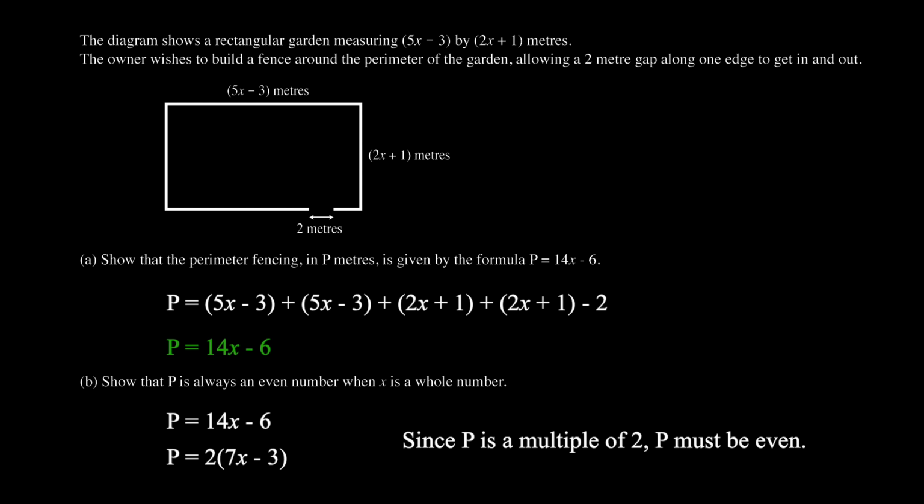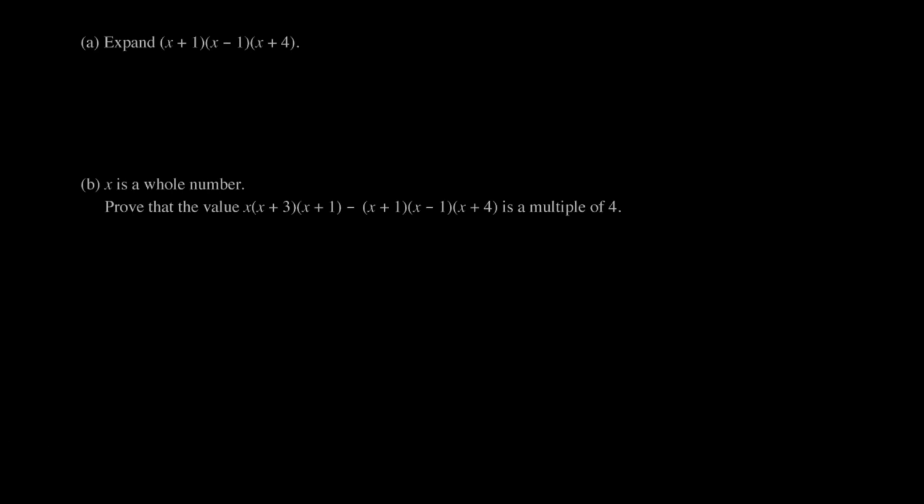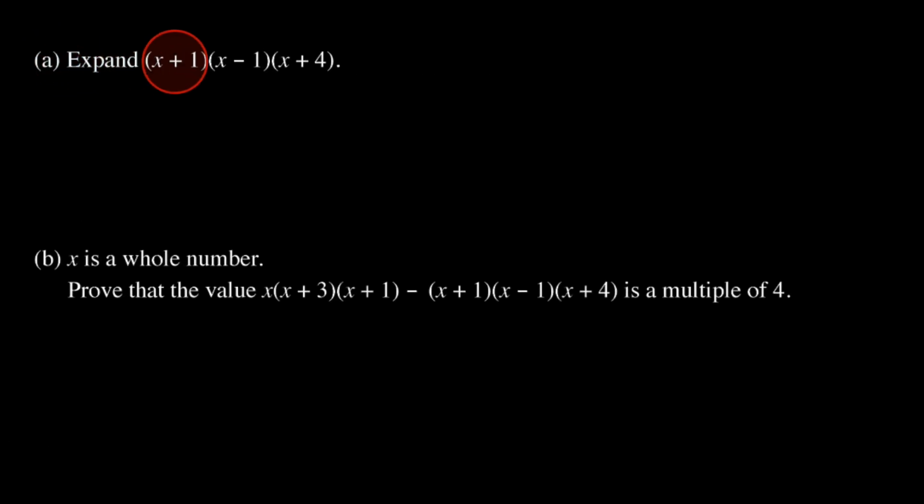Now let's look at the other question. Expand (x + 1)(x - 1)(x + 4). Well, let's multiply out the first two brackets, which is (x + 1)(x - 1). Now I will do this the long way, even though it's the difference of two squares, which is x squared - 1. But let's just expand this out so you can see what I'm doing.